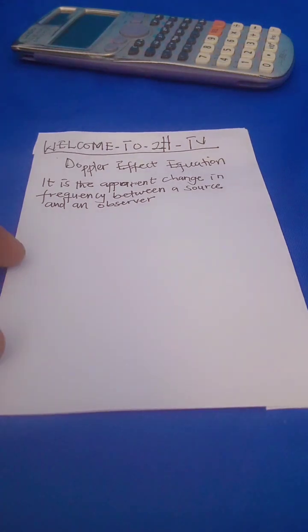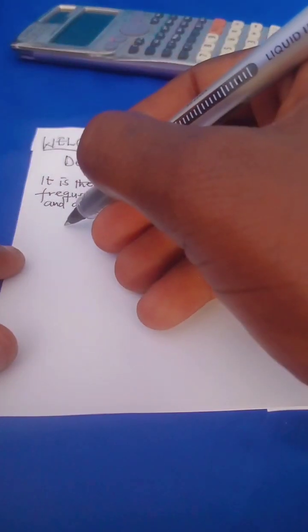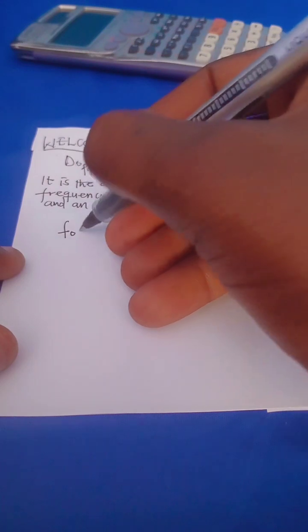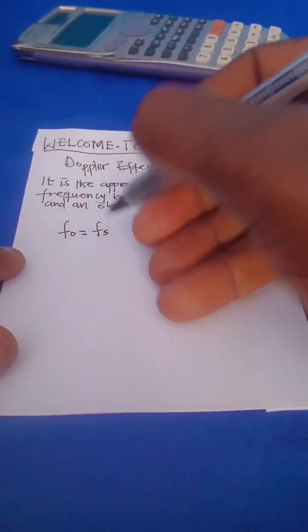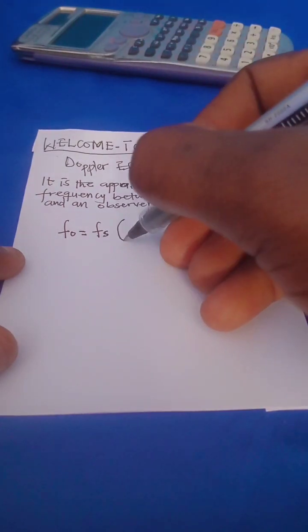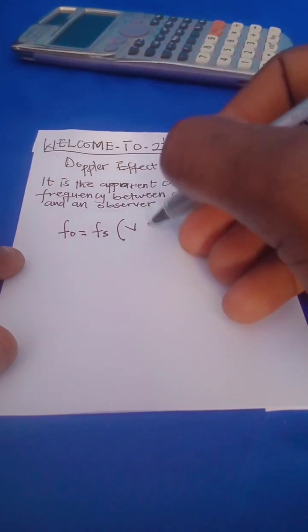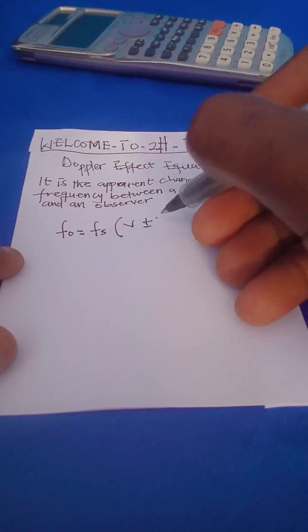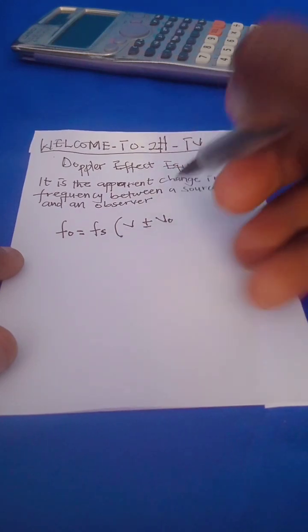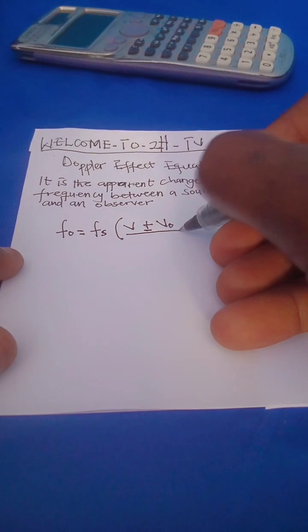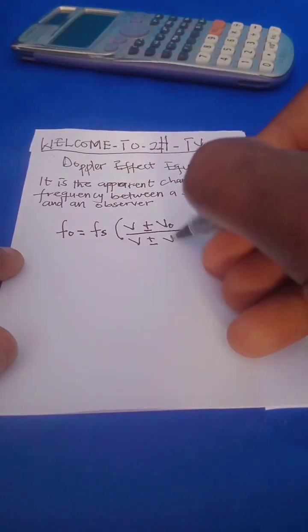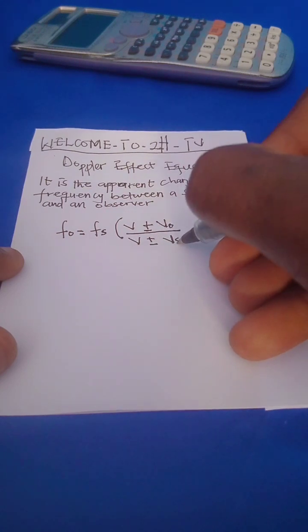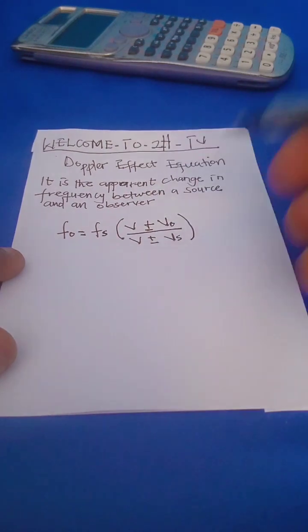This is how it looks. FO is equal to FS, bracket open V plus or minus VO, all dividing V again plus or minus VS. So this is how the Doppler effect equation looks.